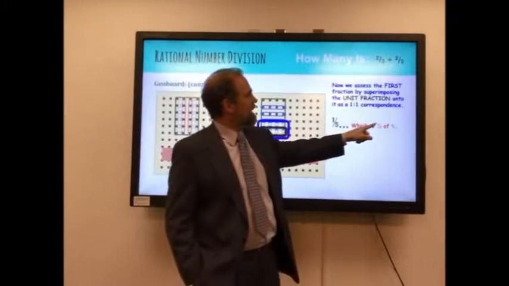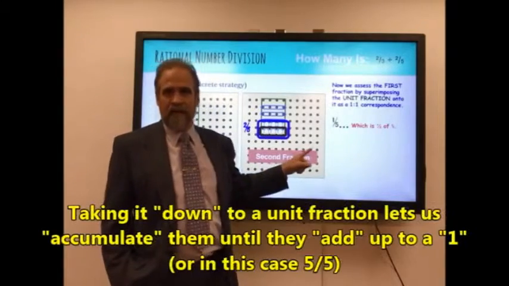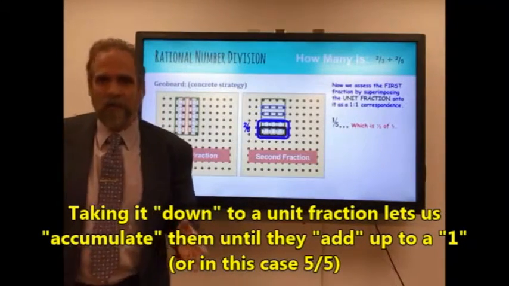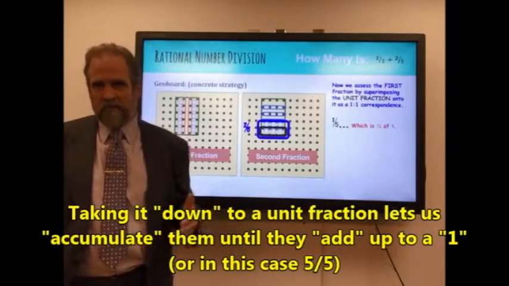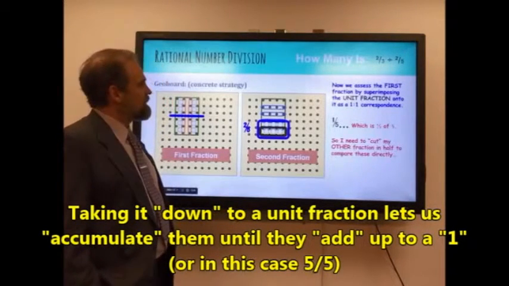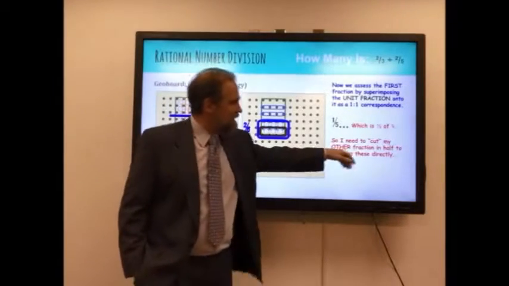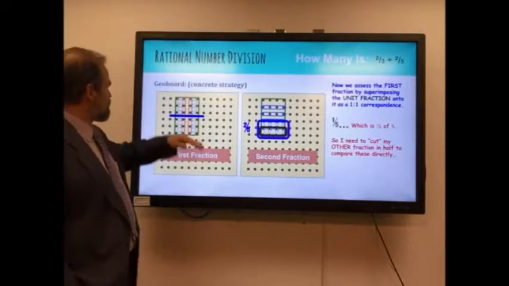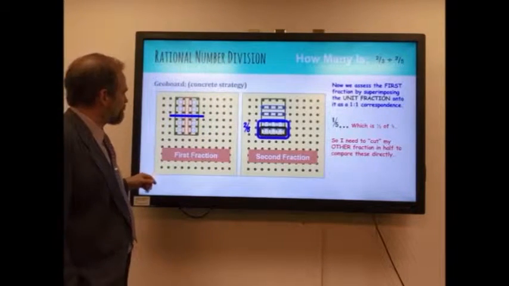We cut it in half to get it to be a unit fraction. That's the important part. That's the part that's going to mess with people's head if they forget to do that. Okay? So since I cut this in half, I need to cut my other fraction in half. So if I just draw a line through it. Okay?